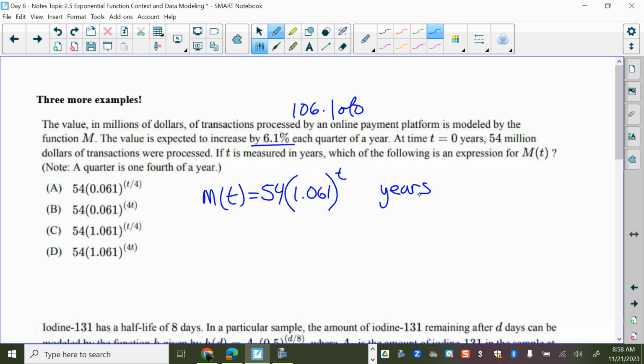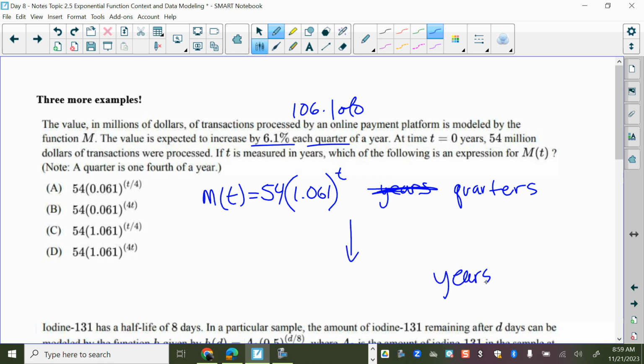The next part it says, well, what if I change m of t and it says, blah, blah, blah, if t is measured in years, which is, what does it say? Oh, no, wait a second. Oh, a quarter. I'm sorry, I got it backwards. So this is not for years, this is for quarters. For quarters, like a fourth of a year, like 3 months, right? So this rate is only for a quarter of a year, right? So I'm trying to change this to be years instead of quarters.